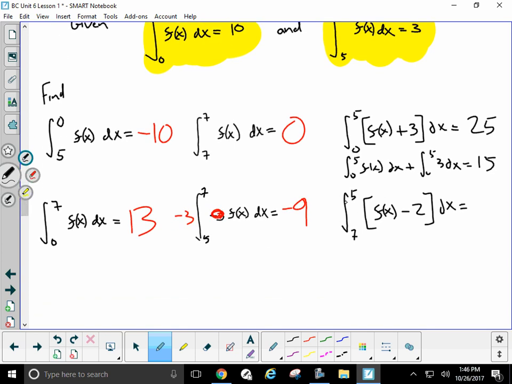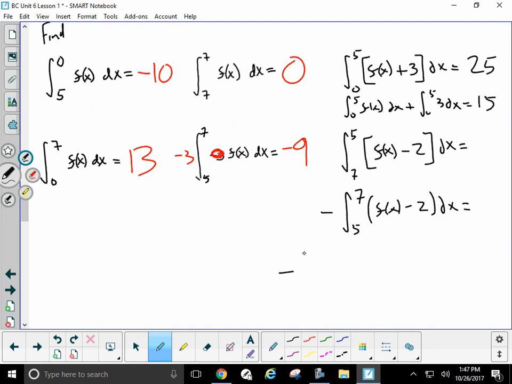Now, let's look at this one. The area from 7 to 5 of f of x minus 2. I'm going to first say this is the opposite of the area from 5 to 7 of f of x minus 2. So whatever I get for my answer here, I'm going to take the opposite of it. Now, I'm going to separate this into two, the area from 5 to 7 of f. And then I can either minus or plus a negative 2 in there. So I'm just going to go ahead and minus the area from 5 to 7 of 2.